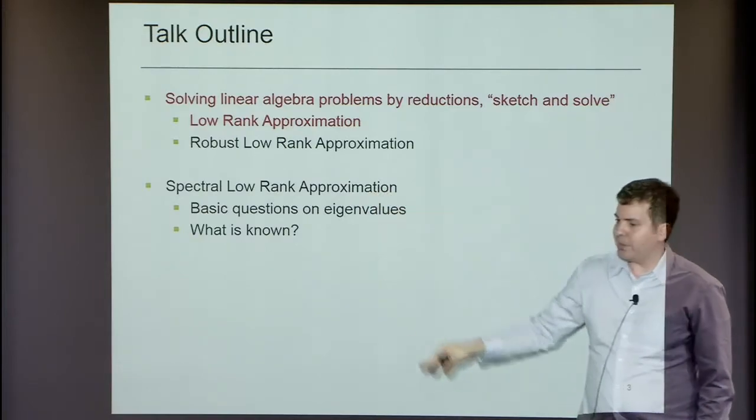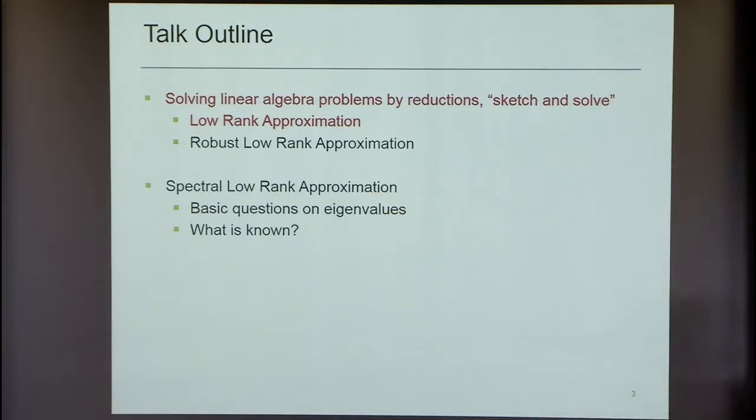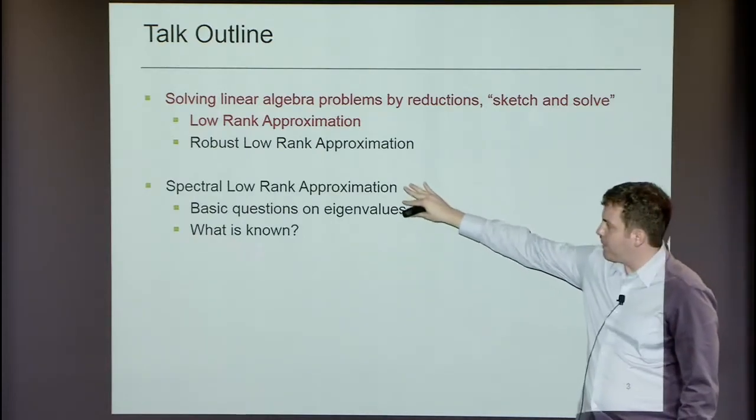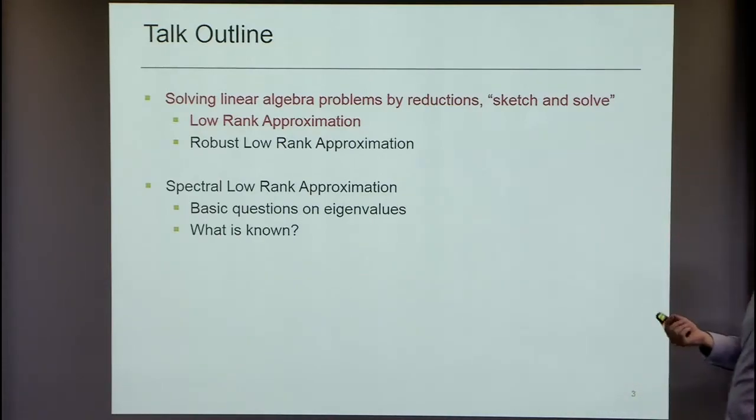And then the second part of the talk is more, sort of, work in progress. So it's a notion of low-rank approximation called spectral low-rank approximation. And here I think there should be a hardness.